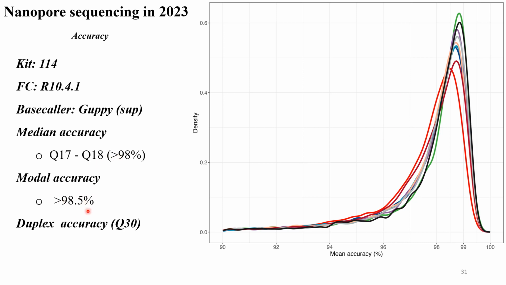The modal accuracy is very close to Q20, 99%. For duplex accuracy, although we did not test it a lot, based on the data we had, the accuracy of duplex has achieved around Q30. That is quite amazing.